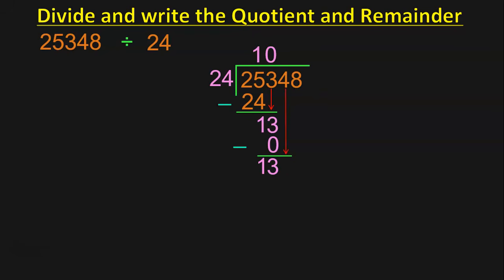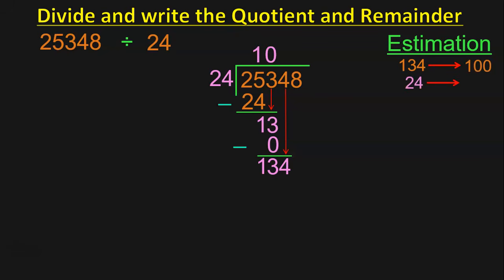Next, write down the digit 4. So we'll have to find out next 134 divided by 24. Let us use the estimation technique. When you round off 134 to the nearest 100, it is 100. Round off 24 to the nearest 20, you get 20. So 100 divided by 20 is equal to 10 divided by 2, which is equal to 5.